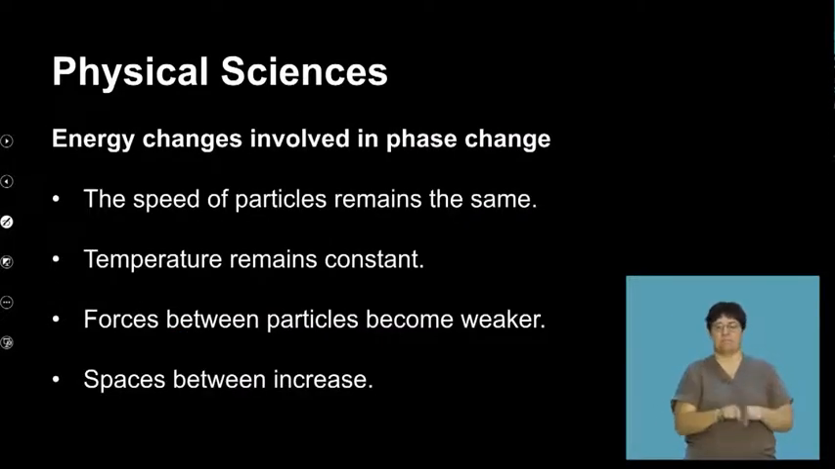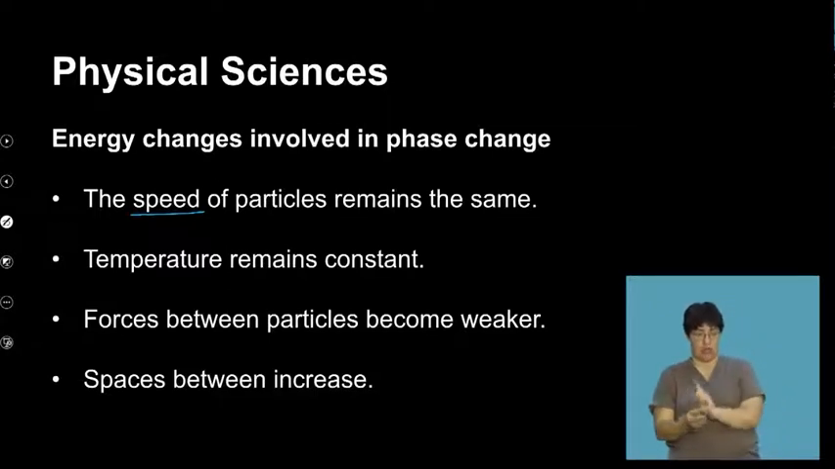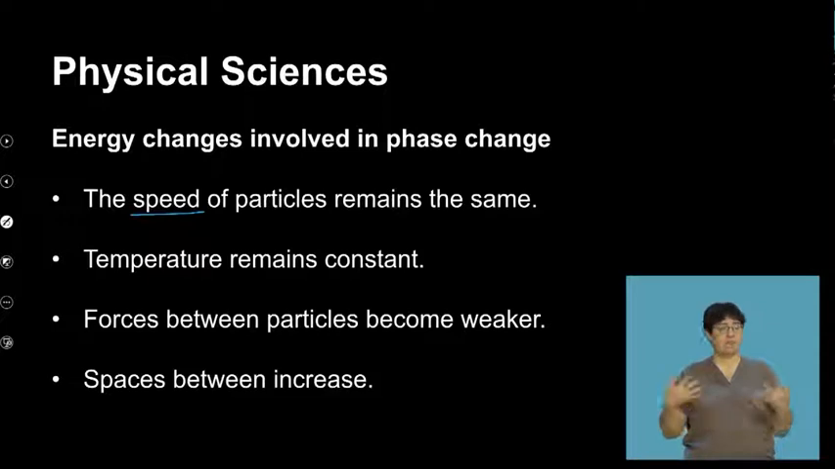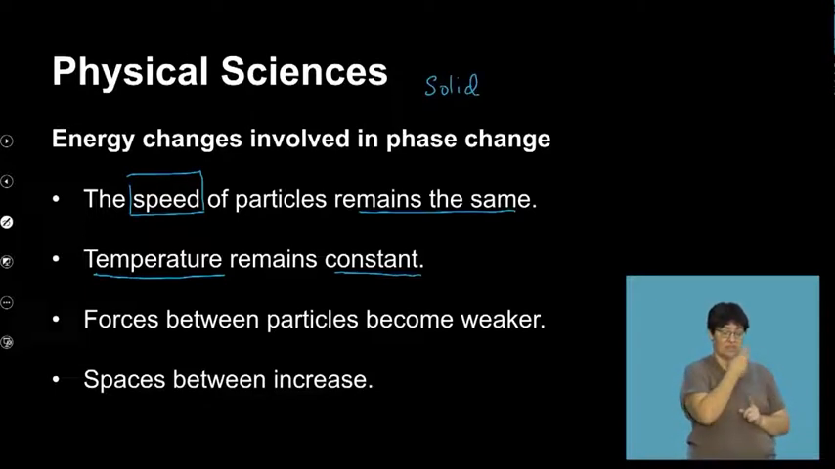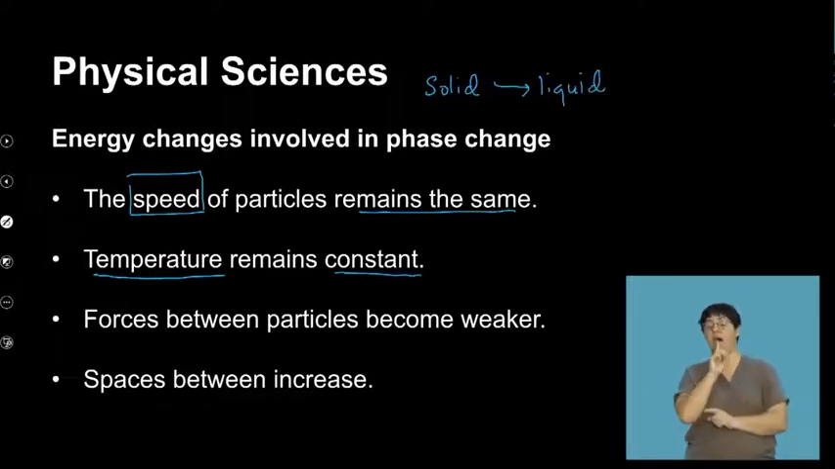Okay. Now the speed of particles remains the same, okay? The speed, remember, is how fast these particles are moving. So when a phase change occurs, either from a solid to a liquid, the speed of the particles remains the same, okay? And now the speed actually is an indication of the temperature of a substance. So if the speed remains the same, it means also temperature will not change during a phase change. So when a substance is heated, a solid, so when we heated the ice, and then it changed into a liquid, you'd realize that the temperature remained constant.